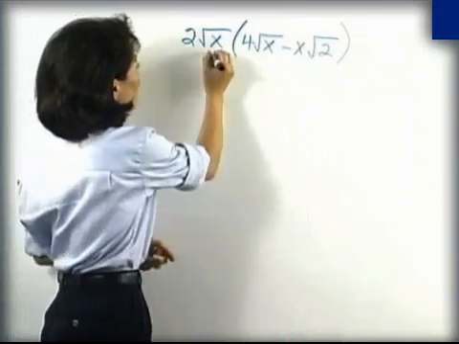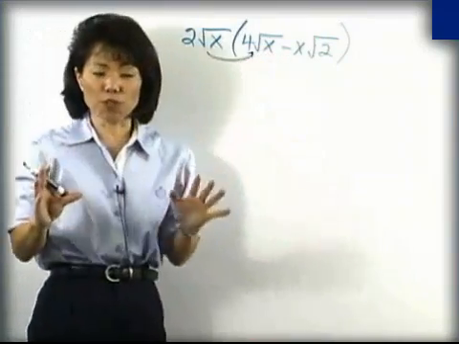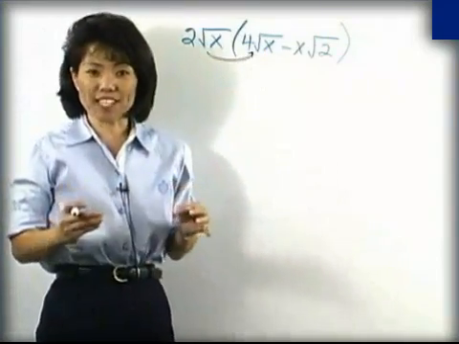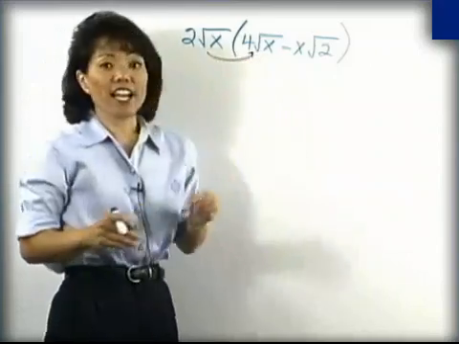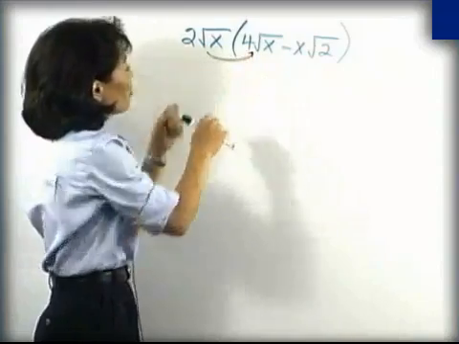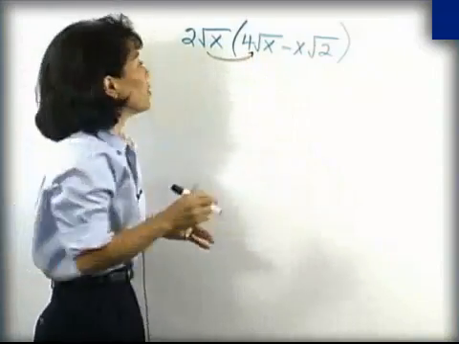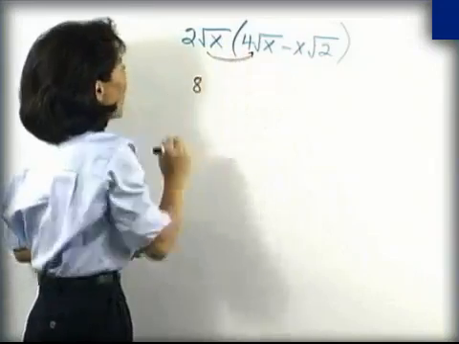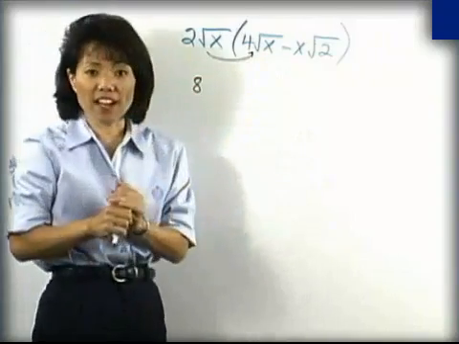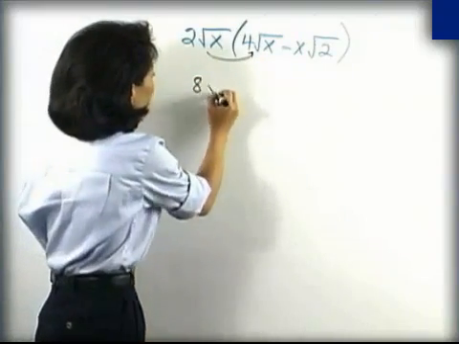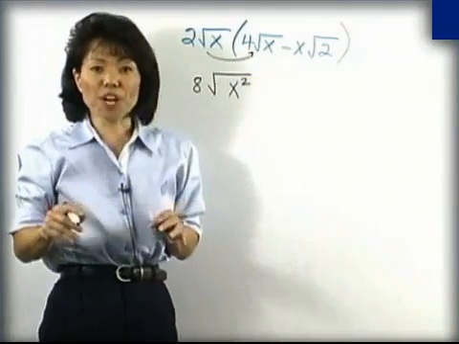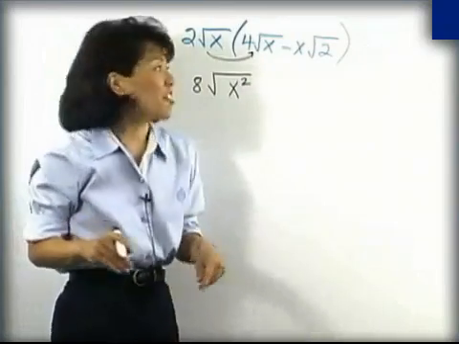2 times 4. Now the key is this: when you're multiplying radicals, whatever's on the outside of the radical sign gets multiplied together. Whatever's on the inside of the radical sign gets multiplied together as well. So these two numbers, 2 and 4, since they're both outside the radical, become our product of 8. Inside the radical in this one, we have the square root of x times the square root of x, which is going to give me the square root of x squared. Now we can see that's a perfect square, but we'll simplify that in our next step.